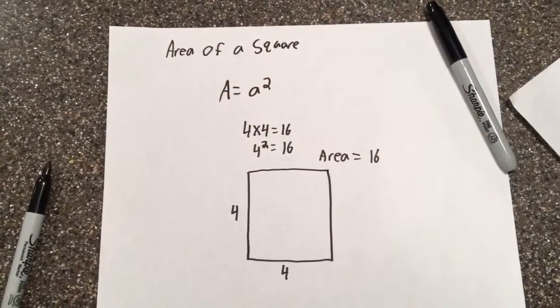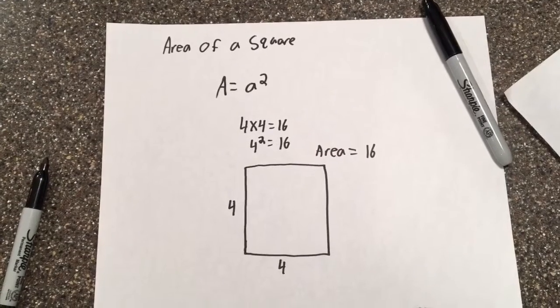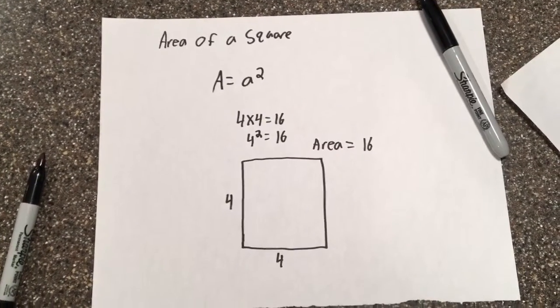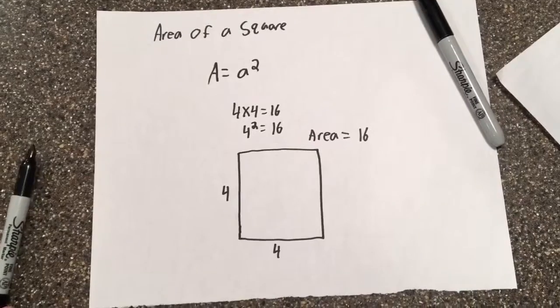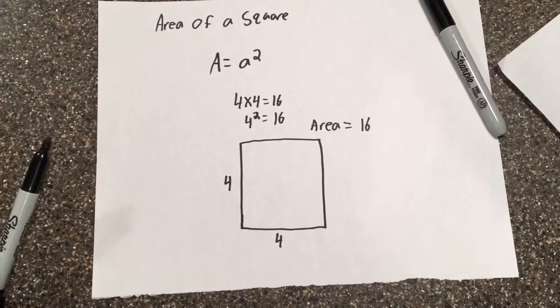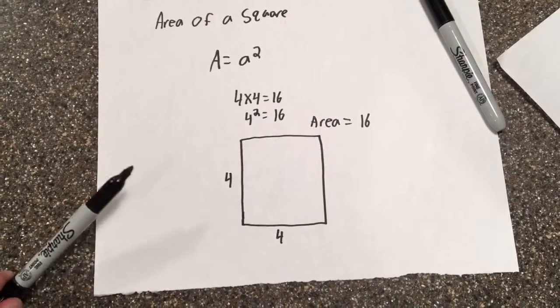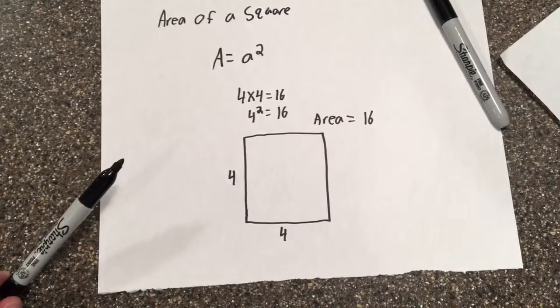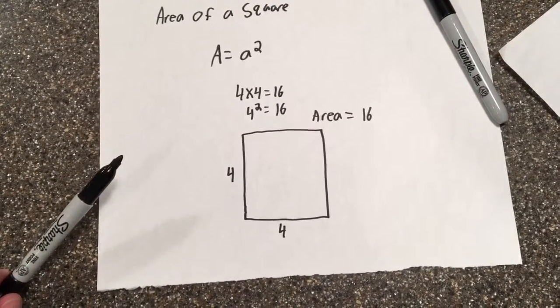Area of a square. The equation for area of a square is A equals A squared, where A represents a side. The side of our square is 4. Multiplied by the other side, 4, would equal 16. 4 squared equals 16. Therefore, your area would be 16.